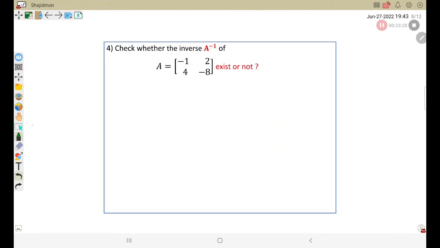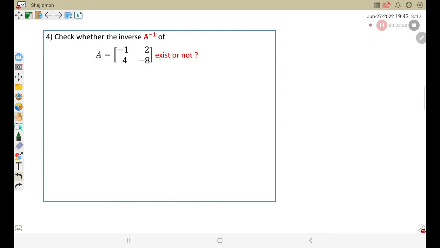Okay, now there is one more question, question 4. Check whether the inverse, A inverse, of A equal to minus 1 to 4 minus 8 exists or not. Can we find the inverse or not? We need to check that one. So we will see that. What is the determinant? Determinant of A equals minus 1 multiply minus 8 minus 4 multiply 2. Correct? Minus 1 multiply minus 8 means 8, minus 4 multiply 2, that is also 8. 8 minus 8 is 0. Correct? Determinant 0.